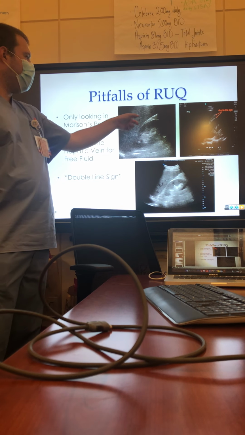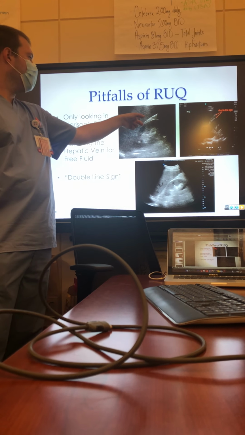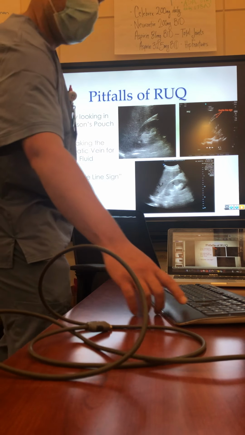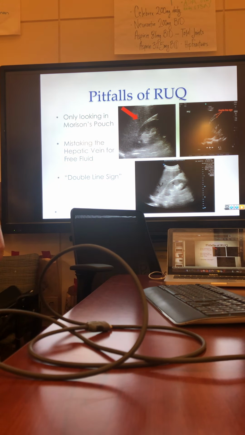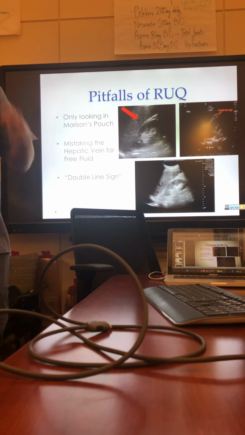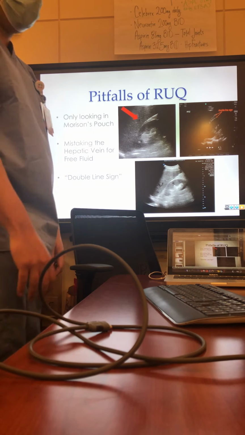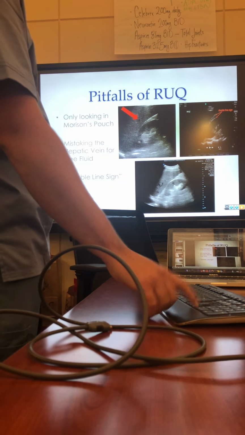So the hepatic vessels, so this is a hepatic artery or hepatic vein, can sometimes be confused as free fluid. It's really hard to see here, but sometimes they can be big, especially if they're dilated for various reasons. And it can look like free fluid, but it's very circumferential. It looks like a blood vessel rather than sort of the irregular shaped free fluid.